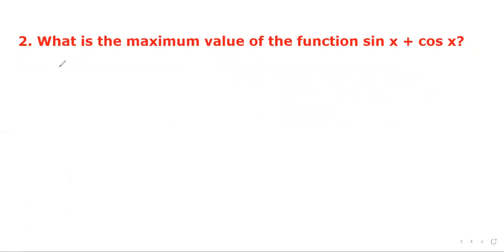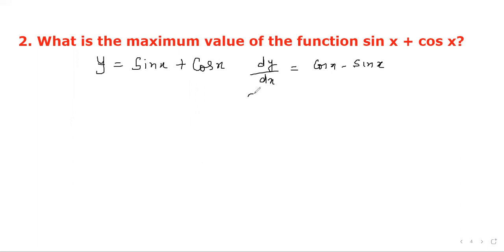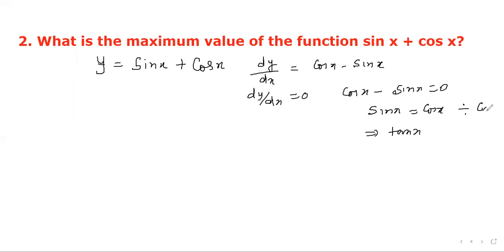Now consider the next question. What is the maximum value of the function sine x plus cos x? Let's write it as y equal to sine x plus cos x. We differentiate it. dy by dx equals cos x minus sine x. We put dy by dx equal to 0, that is cos x minus sine x equal to 0. From where we get sine x equal to cos x, which implies, dividing by cos x, tan x equal to 1, or x equal to pi by 4.